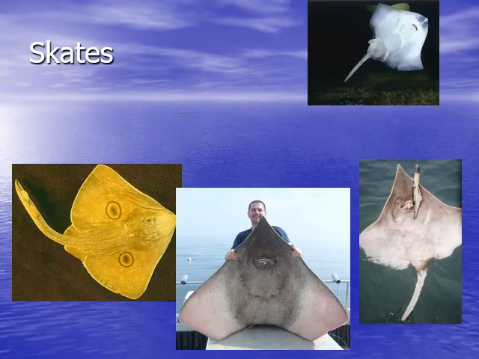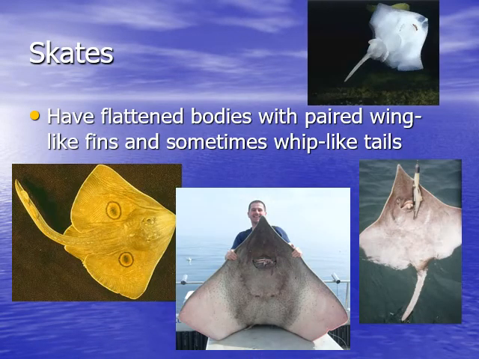Skates, they're sort of like sharks that have been flattened down like a pancake. They usually have a triangular shaped body, and they have paired wing-like fins on the side that help them move through the water. And many of them also have tails on the back. We can see in the picture in the middle this guy holding up a very big skate, so these can get pretty big. These are not just species that are going to be small. But once again, they have cartilage for their skeleton.